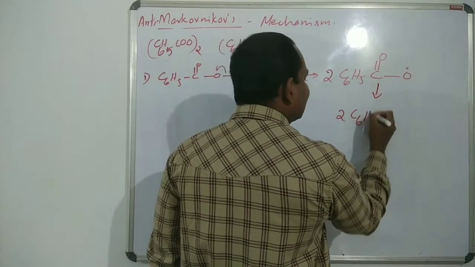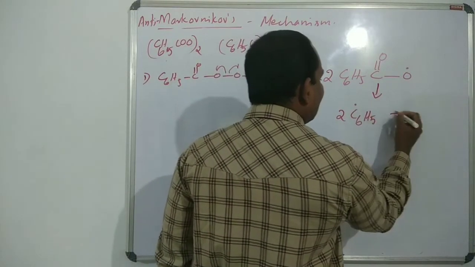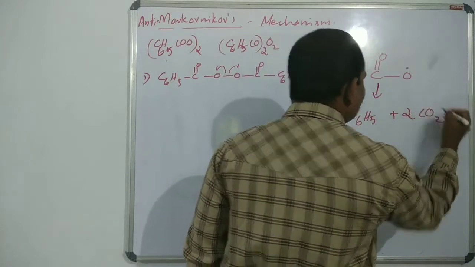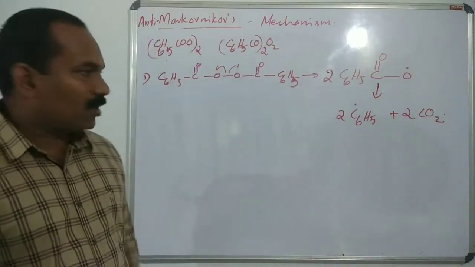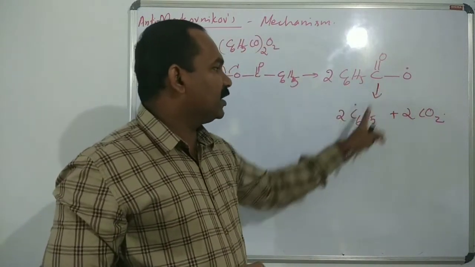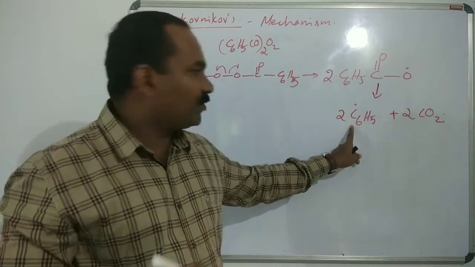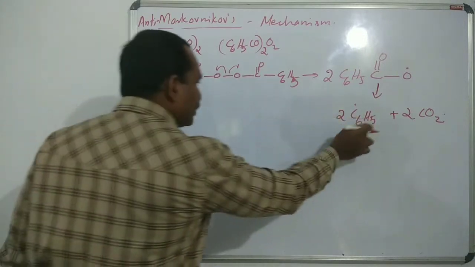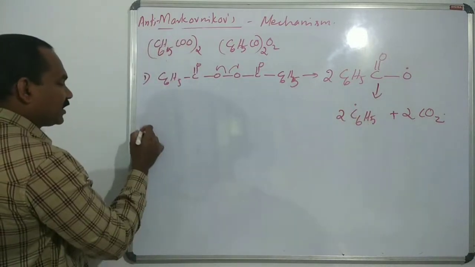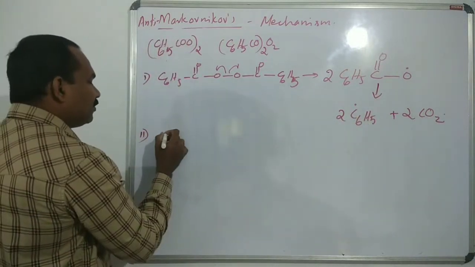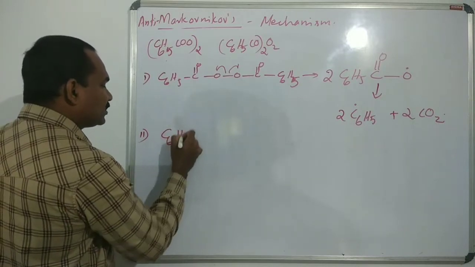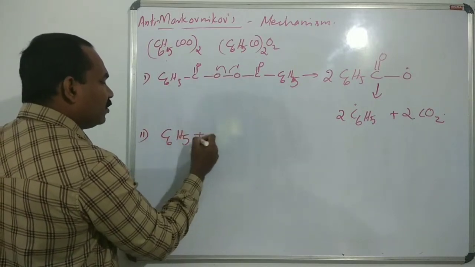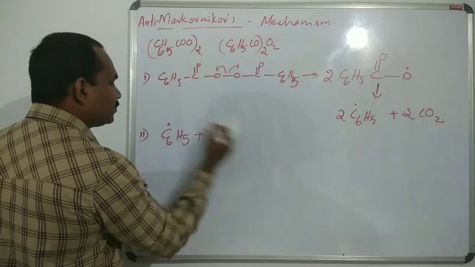2 C6H5 free radical plus 2 CO2. Remember that this free radical decomposes to give phenyl free radical plus carbon dioxide. And in the second step, the phenyl free radical C6H5 plus HBr.